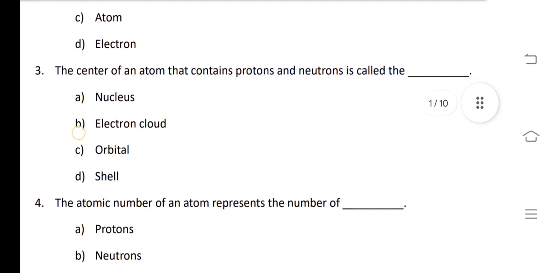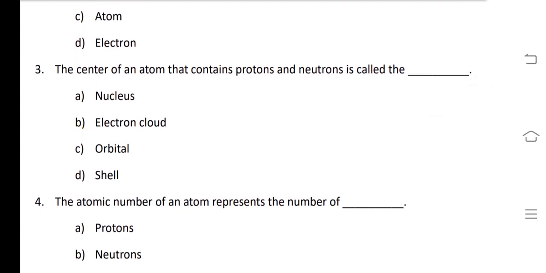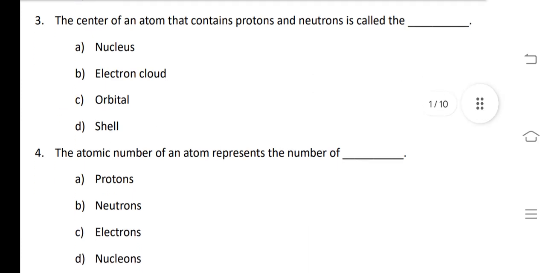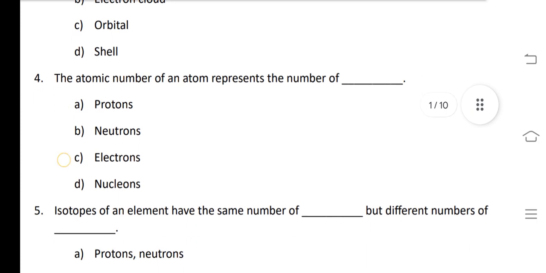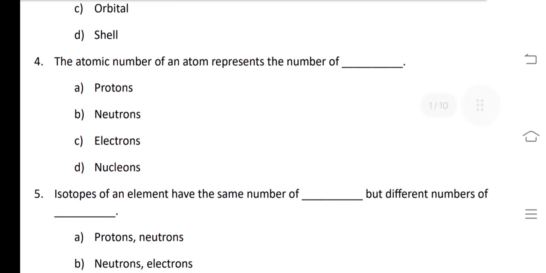Our next question: the center of the atom that contains protons and neutrons is called the nucleus. Option number A is the correct answer. Our next question is question number 4. The atomic number of an atom represents the number of protons in it, because the number of electrons can be changed.